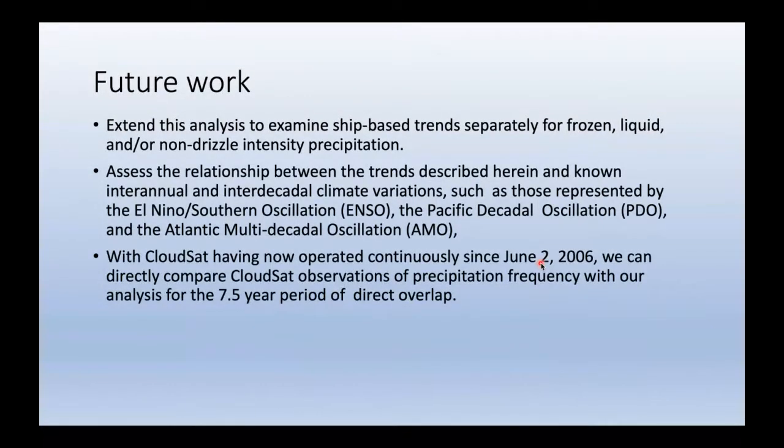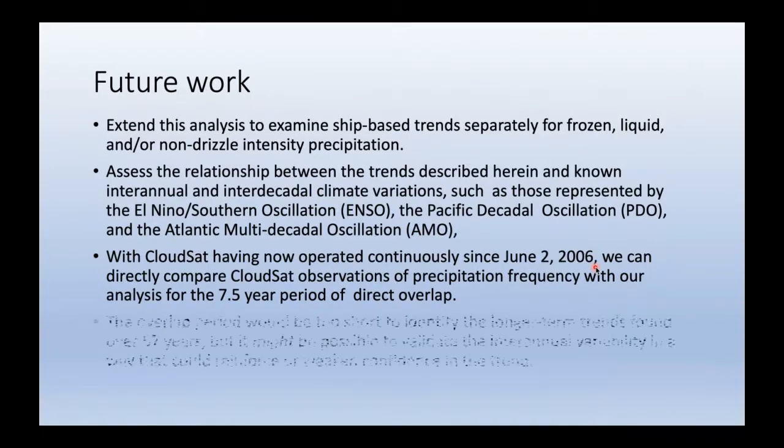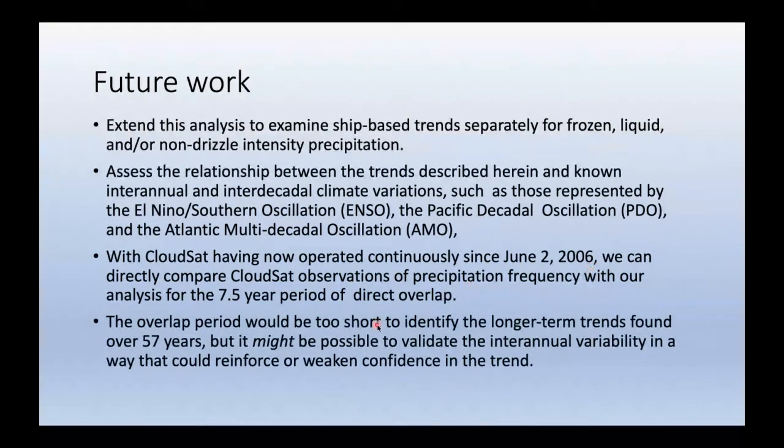What I have been a little excited about, in talking with Tristan and having seen his talk, is that with CloudSat having been operated now since June of 2006, we can start to take the 7.5 years of overlap period and directly compare it with CloudSat observations of precipitation frequency at selected locations, and see if we're seeing similar kinds of things. That overlap period might be too short to look at longer-term trends found over our 57-year data set, but if we can at least validate the interannual variability that's observed by both data sets within that 7.5 years, that might reinforce or weaken confidence in the trend that we're seeing with a longer period of time.